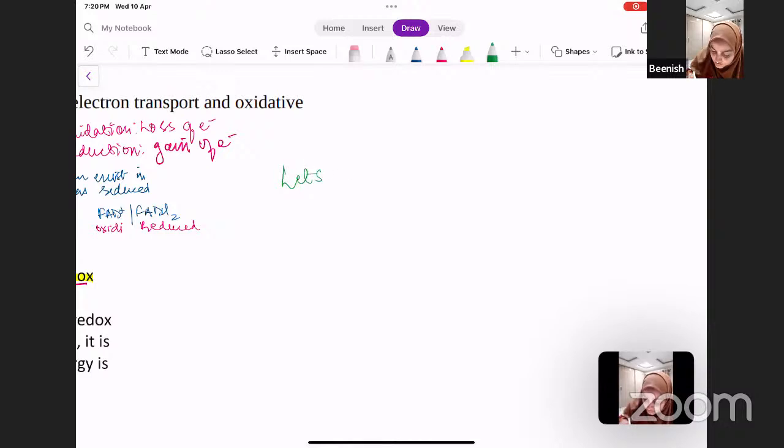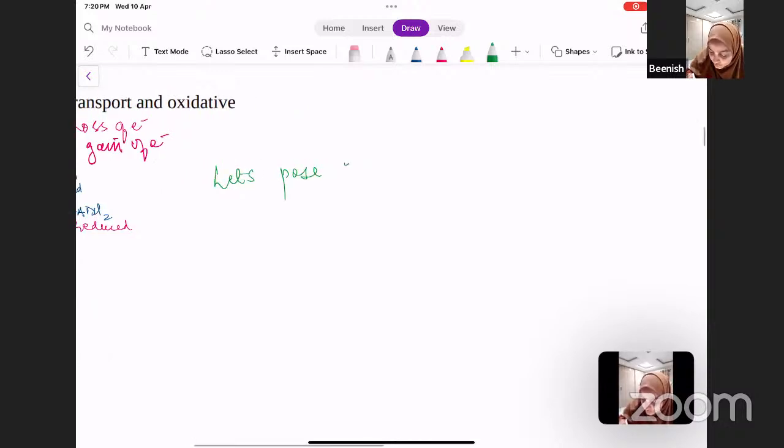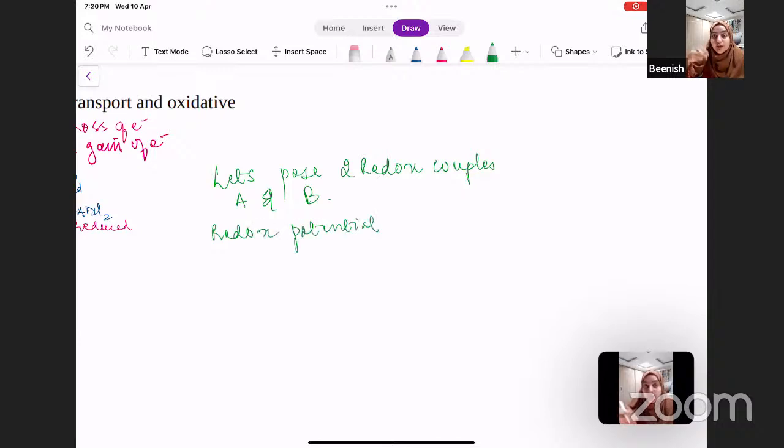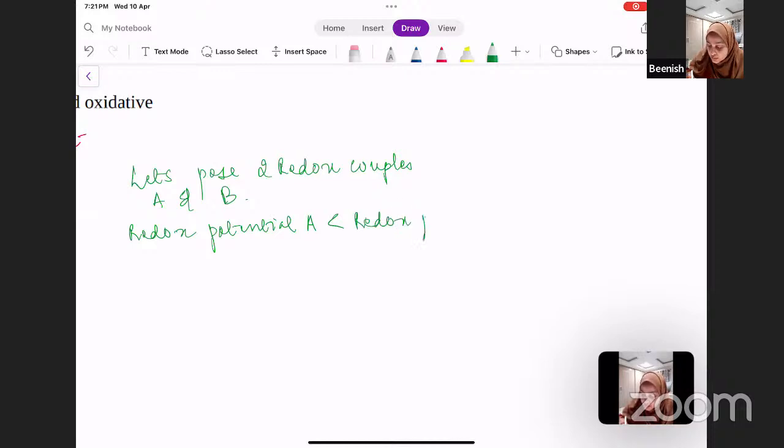Okay, let's suppose there are two redox couples, A and B. Now let's assume the redox potential, that is the ability to gain electron. So the redox potential of A is less than the redox potential of B. What I'm trying to say is that the ability of B to gain electron is more when compared to the ability of the redox couple A to gain electrons. So electron from redox couple A will jump to B.